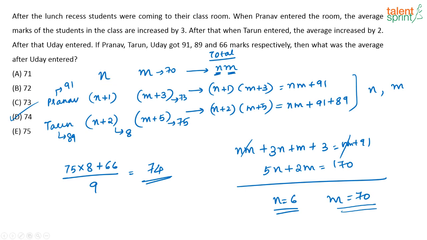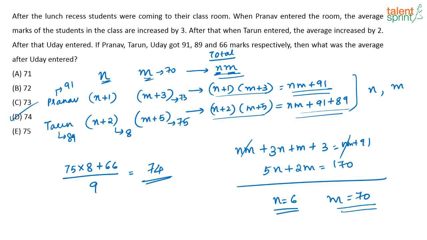Before these 3 guys are coming in, there are n people whose average marks is m. Then when Pranav, the first person, is entering, there are n plus 1 people, and the average mark becomes m plus 3. When Tarun is entering, there are n plus 2 people, and the average mark has become m plus 5. So the total marks when Pranav enters is nothing but n plus 1 into m plus 3. But I already know what is happening to the total marks. Earlier it was nm, now Pranav's mark is also added. So nm plus 91. Similarly, when Tarun enters, nm plus 91 plus 89. That is the total mark. Just solve these 2 equations. You have 2 unknowns n and m. Solve for n, solve for m. You get n is 6, m is 70.